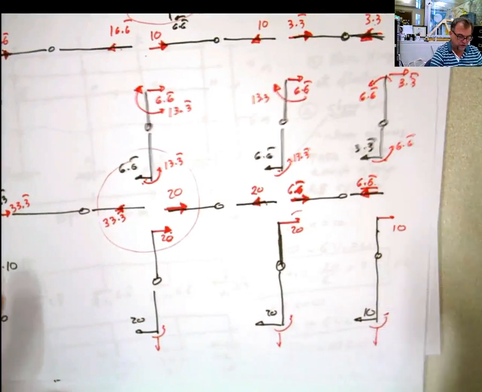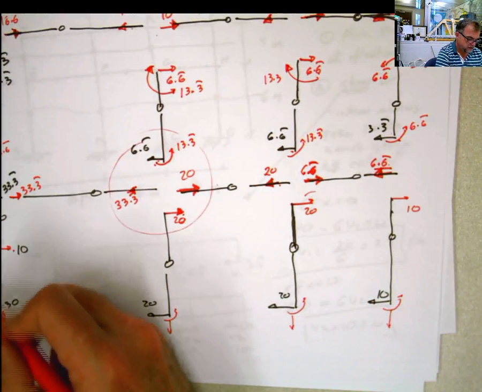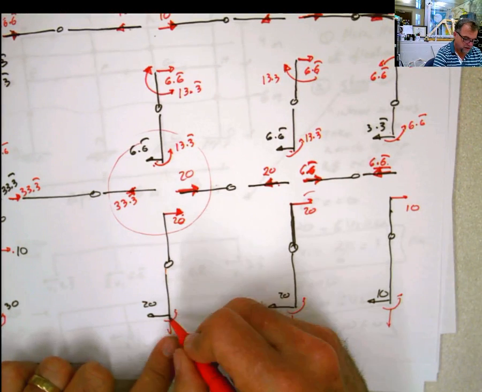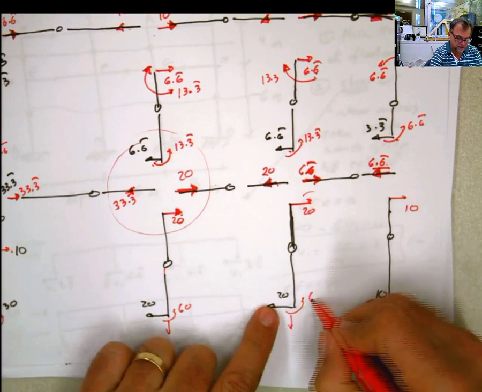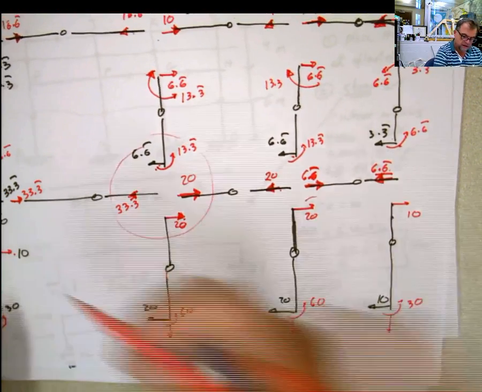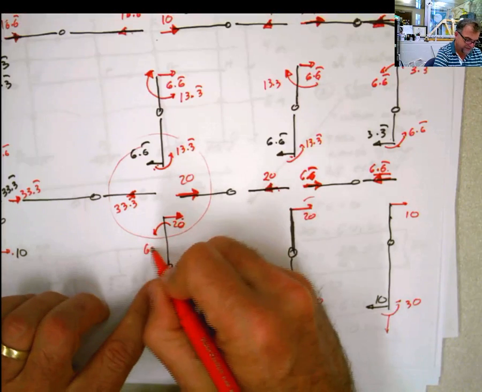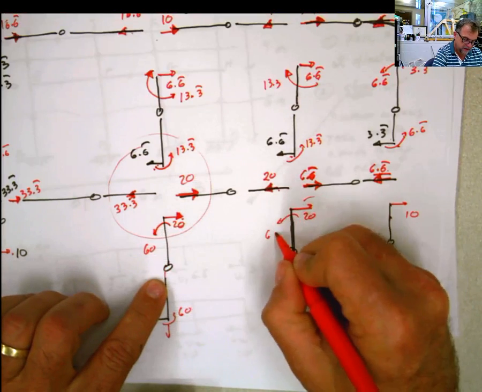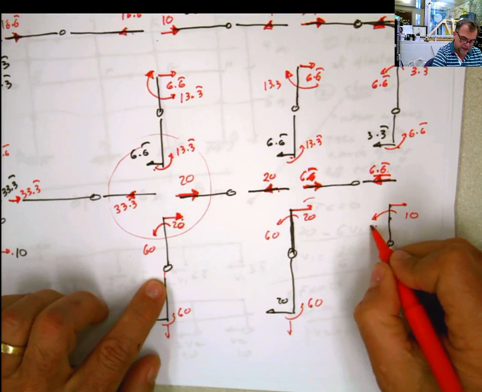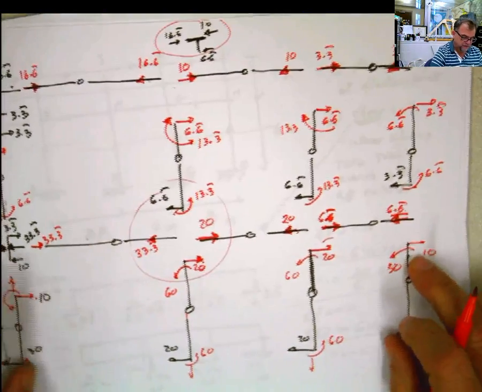And here we have to do the same thing, because if we have 10 times 3, here I'm going to have 20 times 3. So that means this is going to be 60, this is going to be 60, this is going to be 30. At the other end, same situation. This is 60, so the moment is going to be 60, 60, and 60, and 30 because this is 10 times 3. And now I have this.